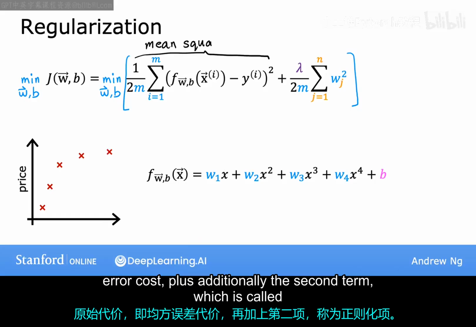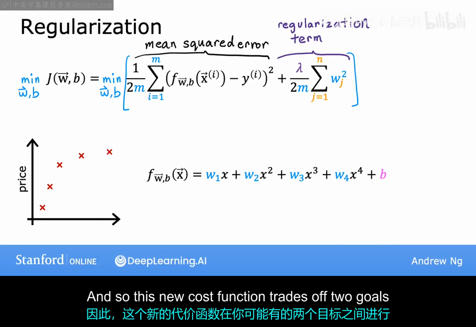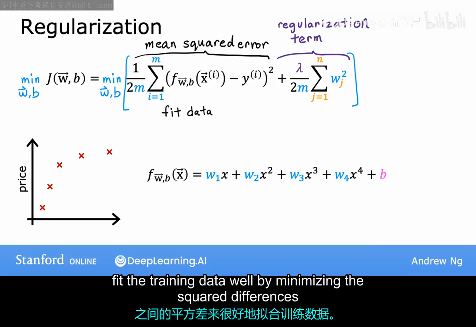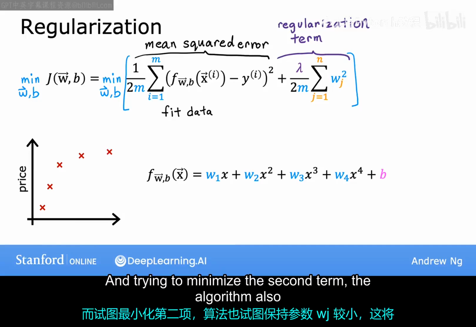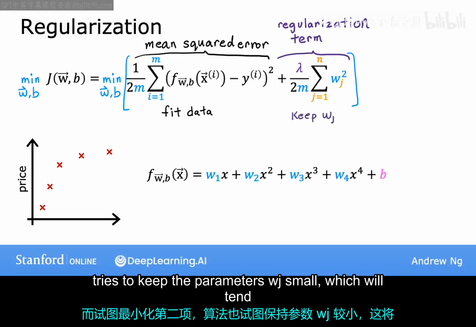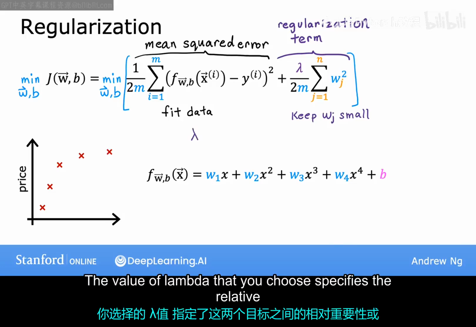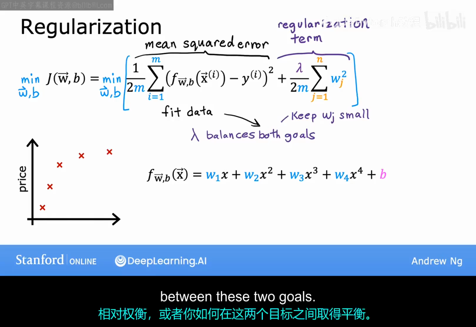So to summarize, in this modified cost function, we want to minimize the original cost, which is the mean squared error cost, plus additionally the second term, which is called the regularization term. And so this new cost function trades off two goals that you might have. Trying to minimize this first term encourages the algorithm to fit the training data well by minimizing the squared differences of the predictions and the actual values. And trying to minimize the second term, the algorithm also tries to keep the parameters wj small, which will tend to reduce overfitting. The value of lambda that you choose specifies the relative importance or the relative trade-off or how you balance between these two goals.